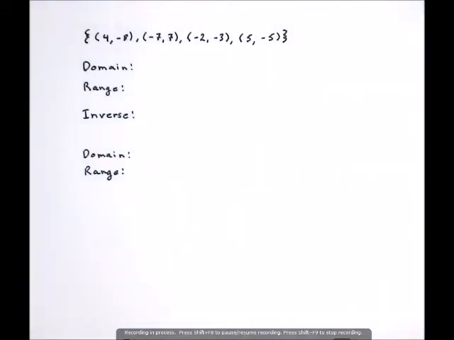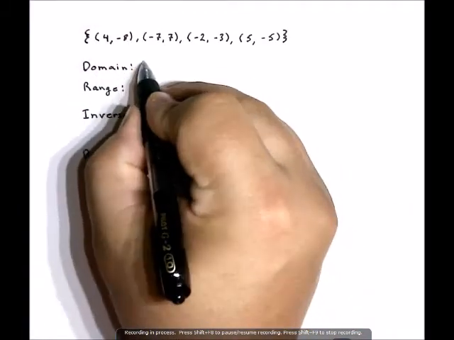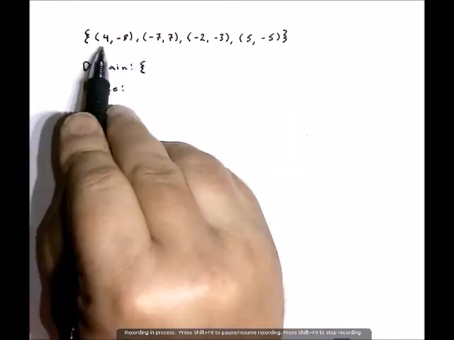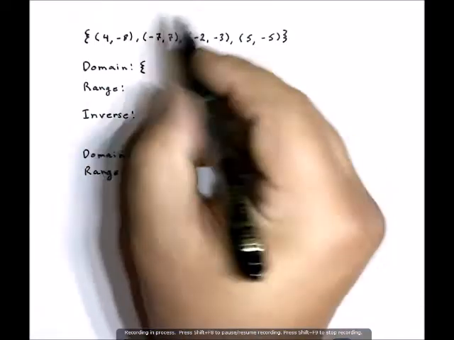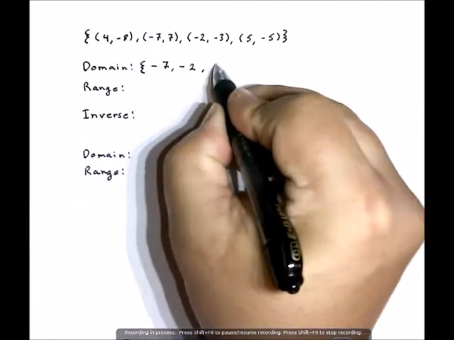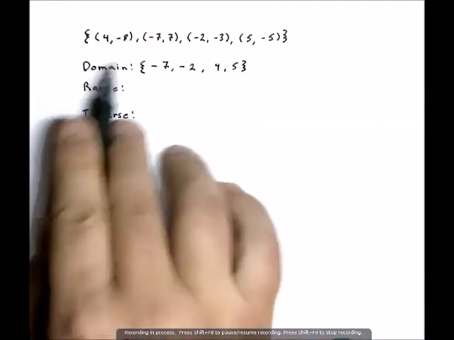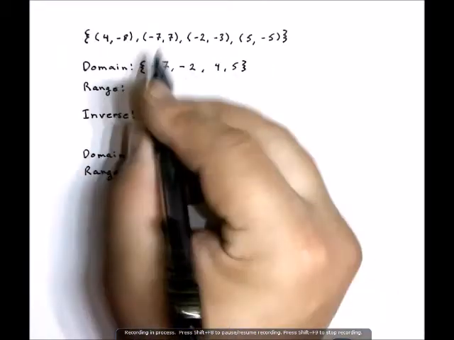And the first problems you're going to run into look like this. You're going to be given sets of ordered pairs, asked for the domain and range, then the inverse, and then the domain and range of the inverse. So we already know how to do the domain and range of this, so let's do that. The domain is just a list of first elements. And the range is just a list of second elements.